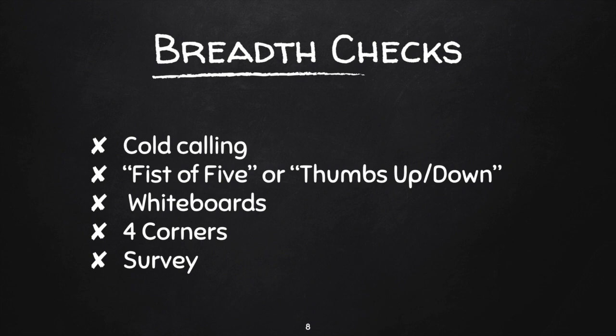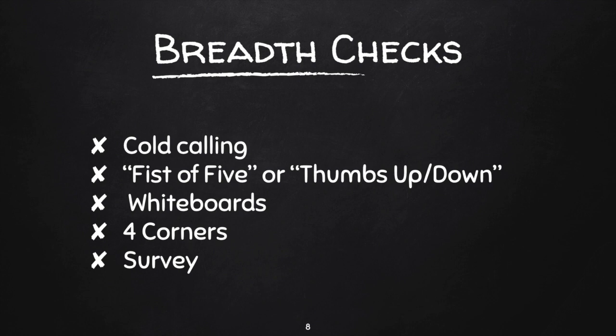We've already gone over the fist of 5, and the thumbs up or down is just another variation of that. Whiteboards are a great way to get a quick breadth check. If every student in the room has a whiteboard and they can write down quick answers on it, that's great. Four corners is a great activity because you can ask students to shuffle around to the different corners of the room that correspond with certain answers. I can have corners of the room correspond to specific answers that I make available to students, kind of like a multiple choice. One corner is A, another corner is B, another corner is C, and another corner is D.